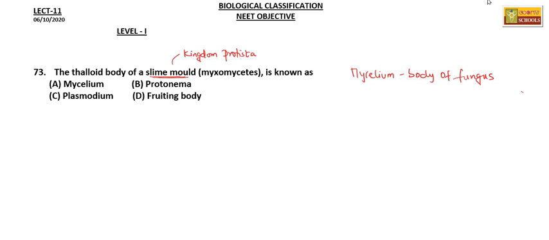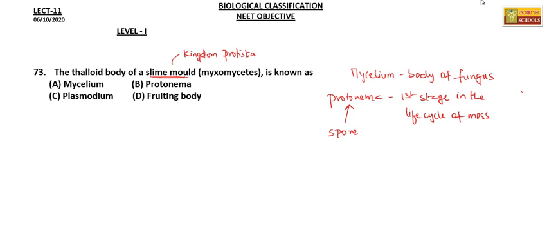Then coming to protonema. The protonema is the first stage in the life cycle of moss plants, the bryophytes. This protonema will develop from the spore. That is, the spore germinates to give rise to this protonema stage.